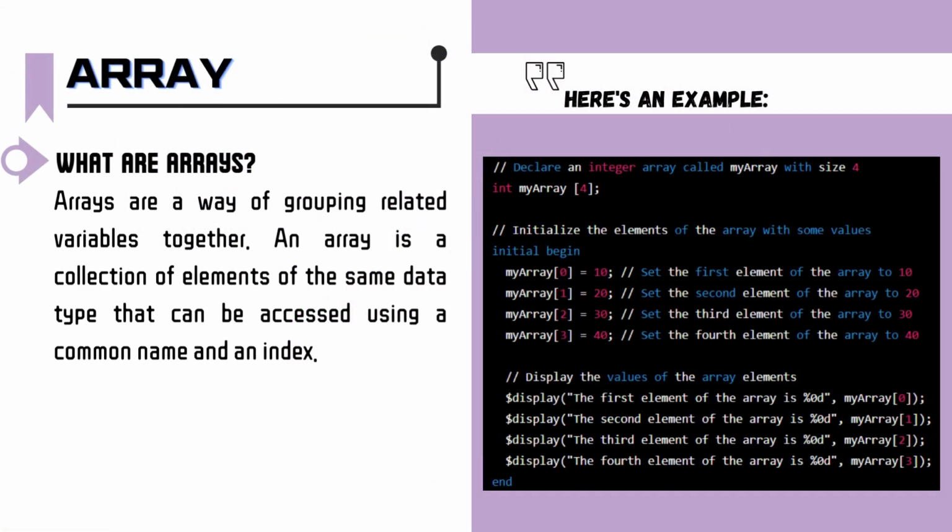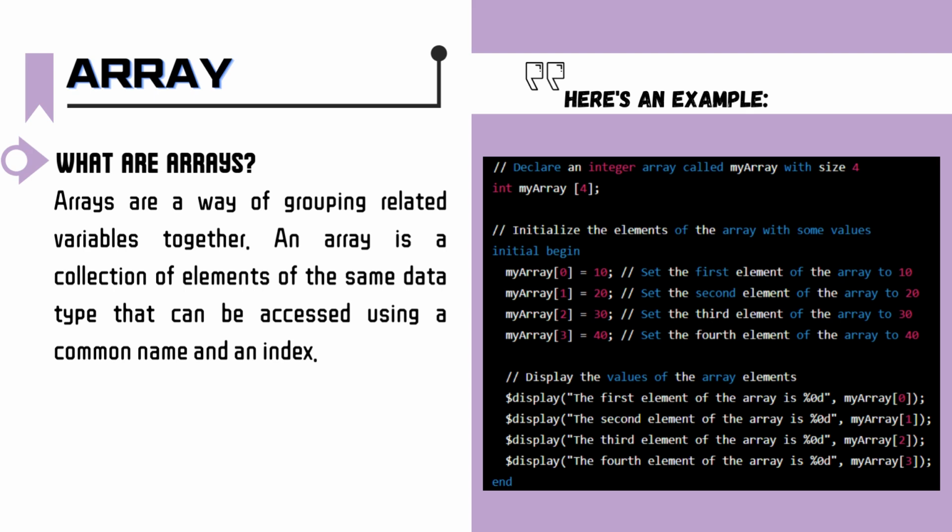What are arrays? Arrays are a way of grouping related variables together. An array is a collection of elements of the same data type that can be accessed using a common name and an index. To create an array in SystemVerilog, you first need to specify the data type of the elements in the array, followed by the name of the array and the size of the array.